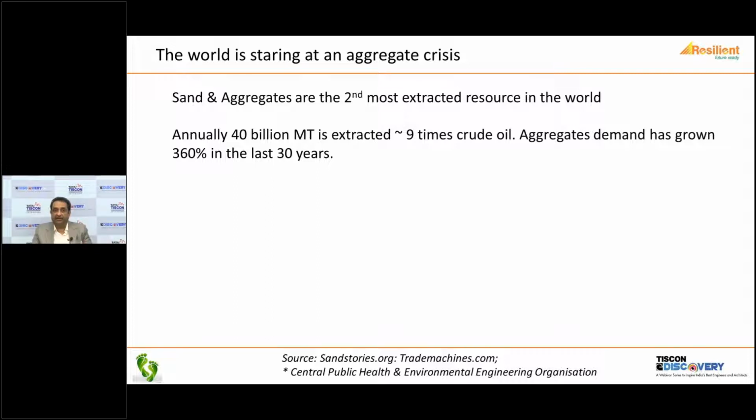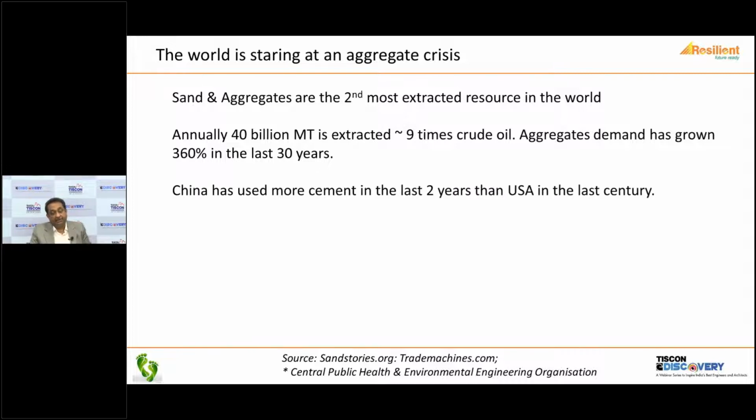So we are looking at one side where the demand for aggregates is growing. It is not a material which never goes out. You have a problem with aggregates. There is a limited resource. If you look at another startling statistic, China in the last 2 years has used more cement than the US has used in the last century. So what it means is that development, especially in the Asian countries, is happening at such a fast pace that any development will definitely involve use of aggregates.